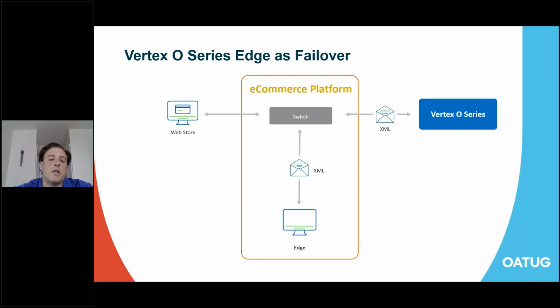We have certain clients that utilize O Series Edge as a high availability failover. You can see this is a very simple model. If they ever lose connectivity to O Series, they just back up automatically to O Series Edge and get equivalent tax calculation, and they can switch it back whenever they want.